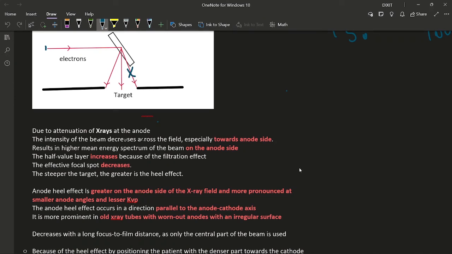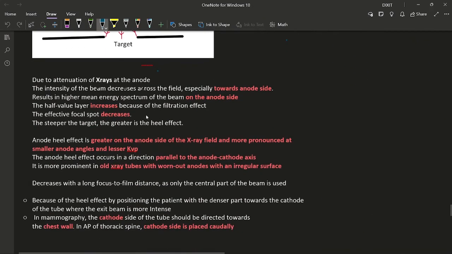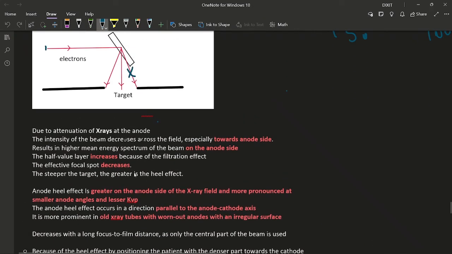So the more perpendicular the anode is, the more the anode heel effect will be. And what happens at higher kVp is that the X-rays will have more energy. So actually this anode heel effect is all about filtration. If you have X-rays of very high energy, then that filtration effect will be less prominent, and that is why the anode heel effect is less prominent at higher kVps.